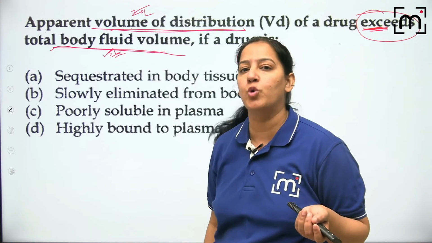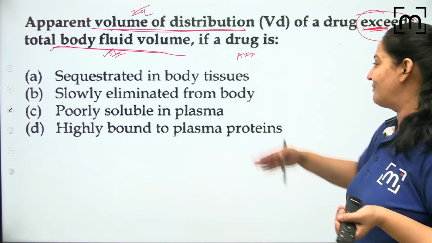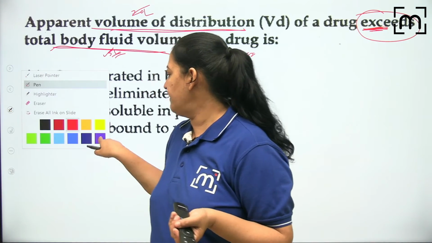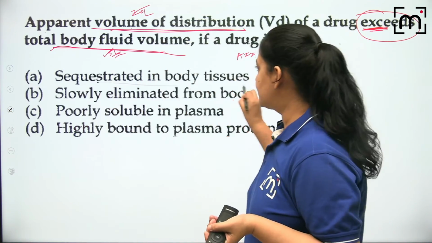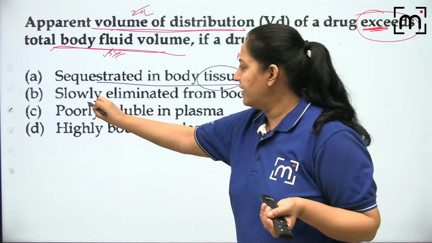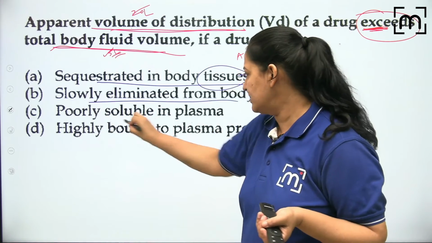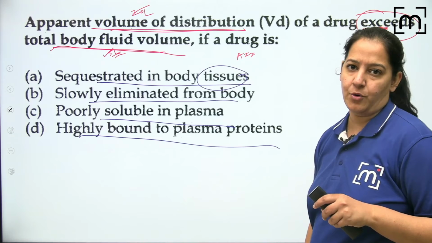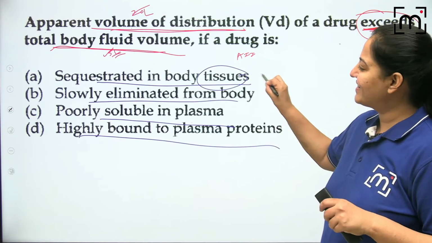So you will say, ma'am, it is pseudo, it is apparent, it is not real. So when will this happen? In which scenario will it happen? Read the 4 options. You tell me what is the correct answer. When the drug is sequestered in the tissue, that is more drug is entering the tissue; it is slowly eliminated from the body; poorly soluble in plasma; or highly bound to the plasma protein. In which situation will it happen? Yes, you all are right. The correct answer here is A.